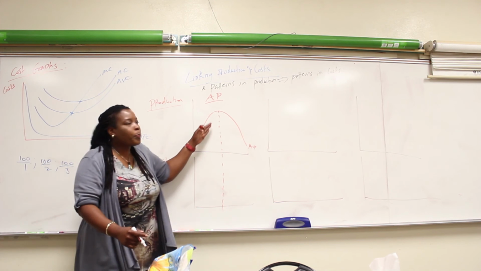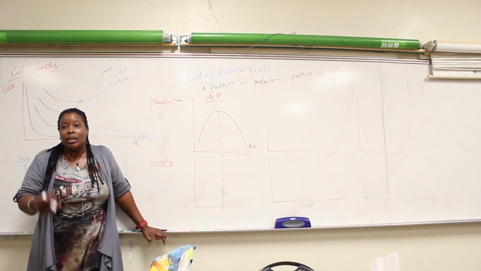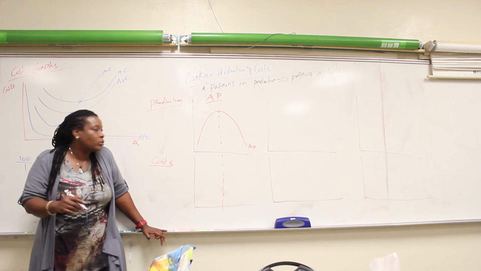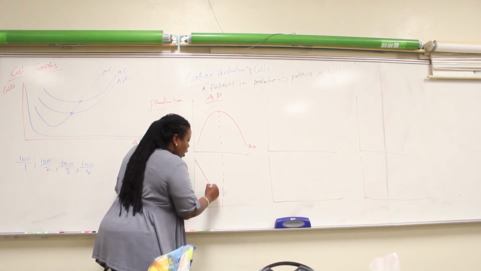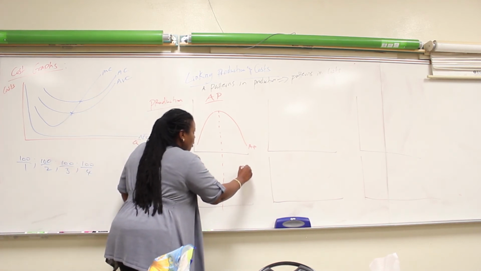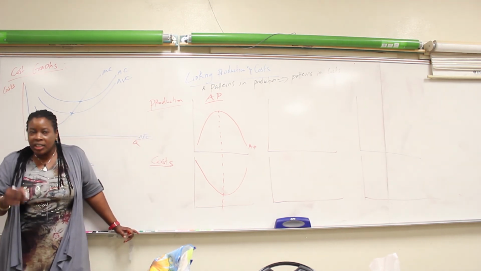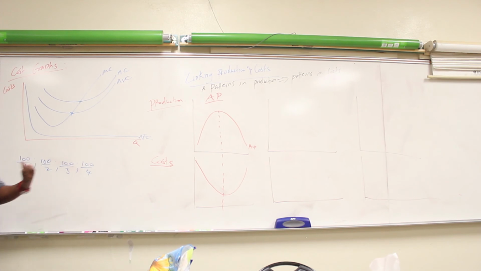So as average product is rising, it necessarily means, if you look at what's happening cost-wise, that cost is falling. As the productivity is falling, essentially you hire this worker and they're giving you less and less, then technically this worker is costing you more and more.